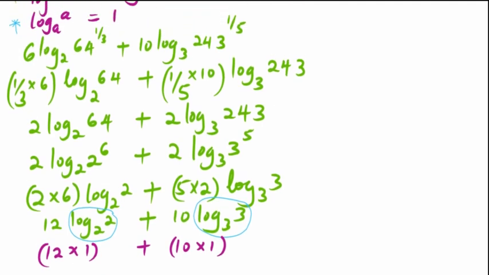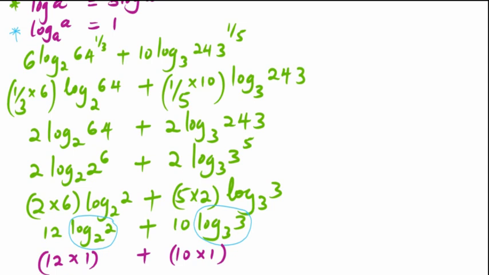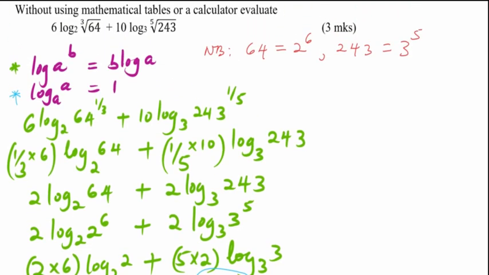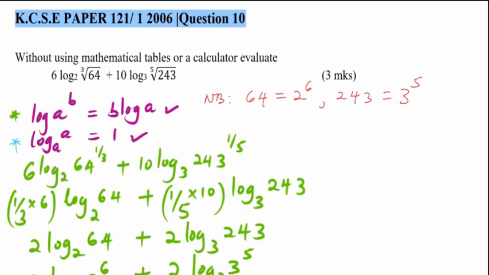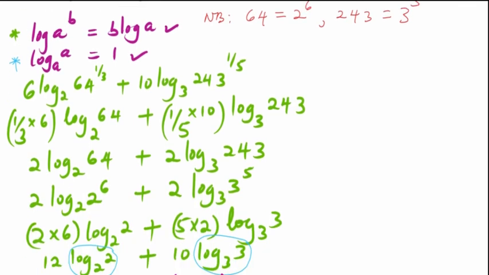So that is simply how you're supposed to work out that question. We have used these two basic rules and applied them in the question. That was K.C.S.E paper 1, question number 10, 2006. So that is how you're supposed to do it.